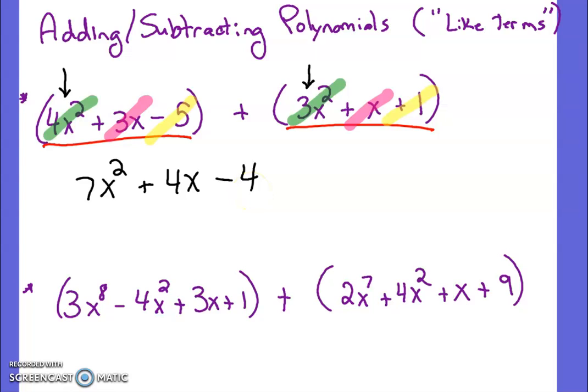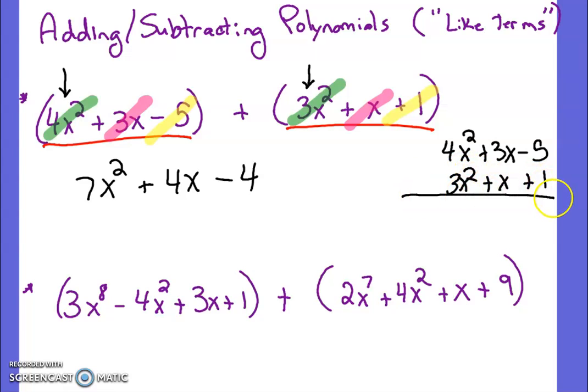Now, some people like writing this vertical, by the way, 4x squared plus 3x minus 5, and then 3x squared plus x plus 1, and then just adding in columns. You can do that as well if you want. I think it's an extra step that you have to show. I prefer just adding horizontally or just adding them mentally.